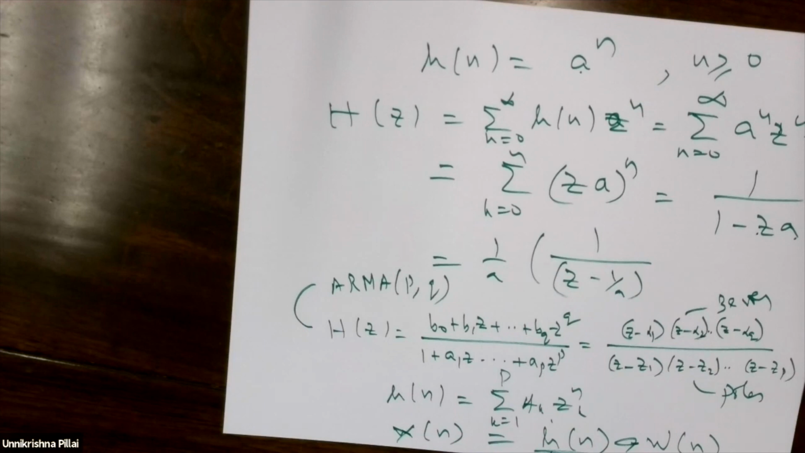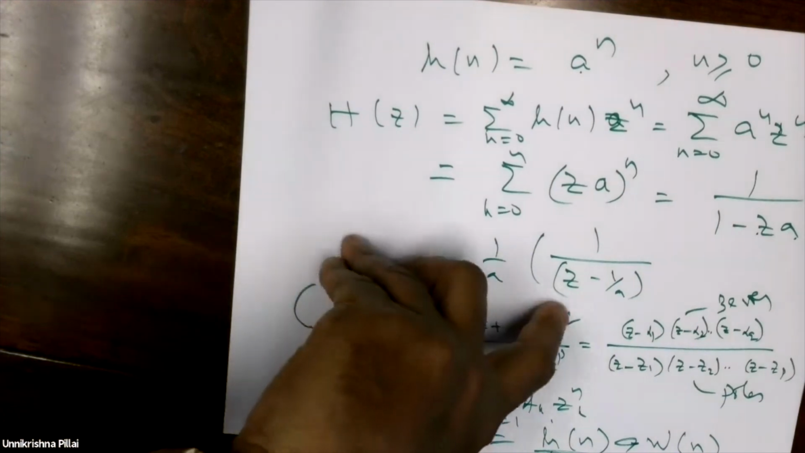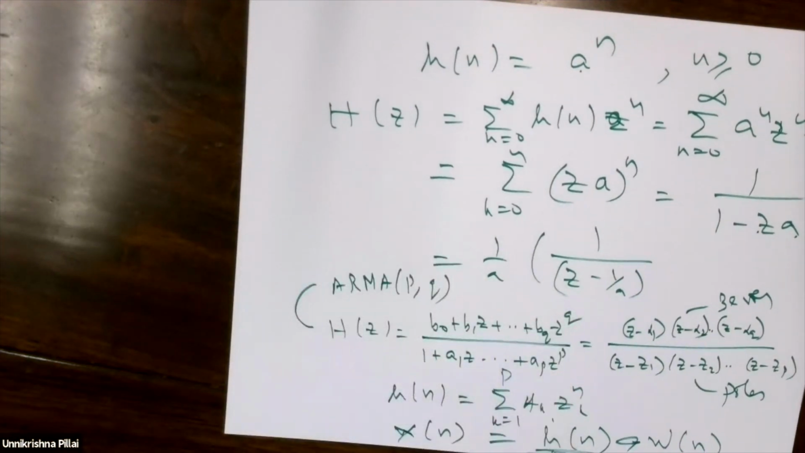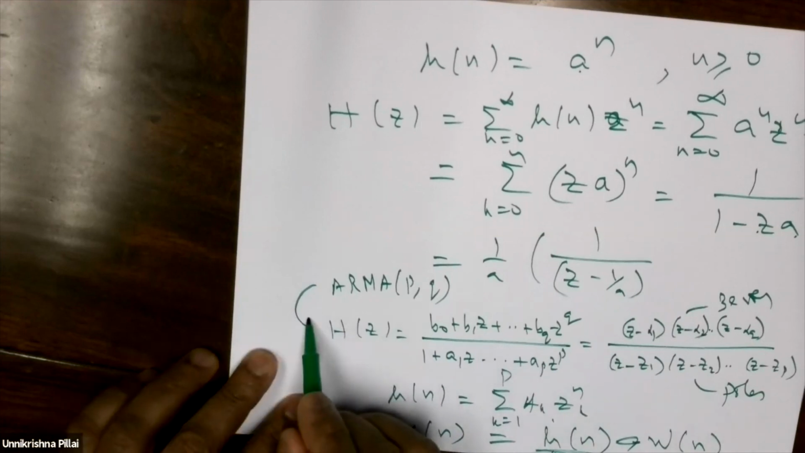And in particular, if you want to study the simplest system, you put Q equal to 0 and P equal to 1, you will get a single pole model. That's called an AR model of order 1. If you put 2 poles, you get an AR model of order 2. There are thousands of papers on this topic. This is a very well studied and extremely useful topic, so you should know a little bit more.